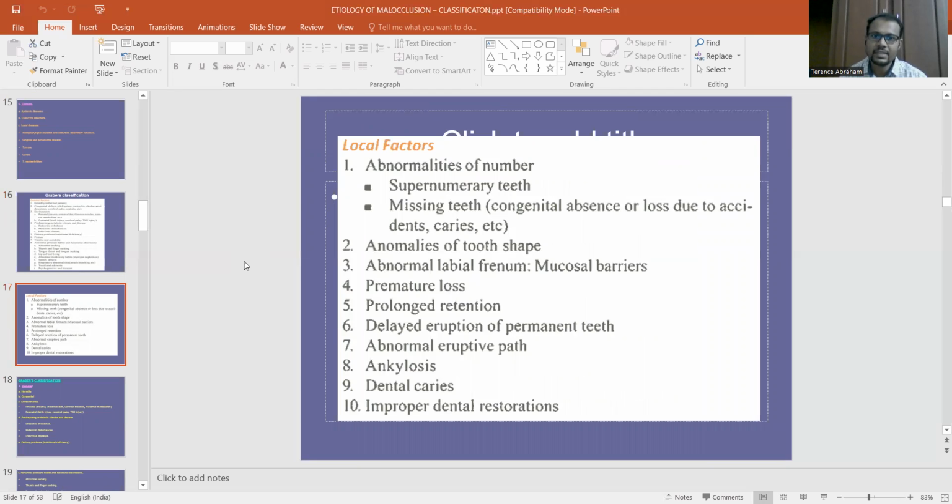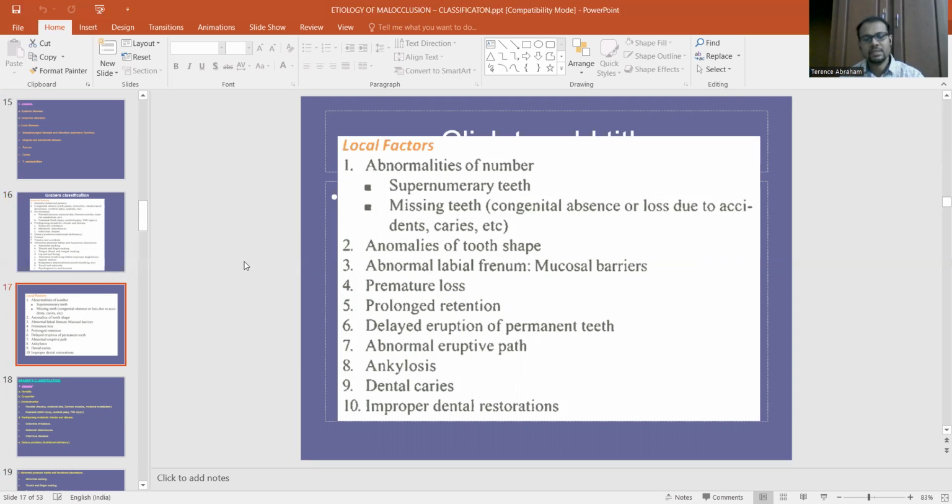Various local factors are abnormalities in the number of teeth, that is the presence of an extra tooth in the dental arch, that is supernumerary teeth, which can result in crowding or prevent the eruption of the permanent tooth, a missing tooth, which can cause malocclusions, abnormal shape of the tooth, high labial frenum, early loss of the tooth, prolonged retention of the tooth, delayed eruption of permanent teeth.